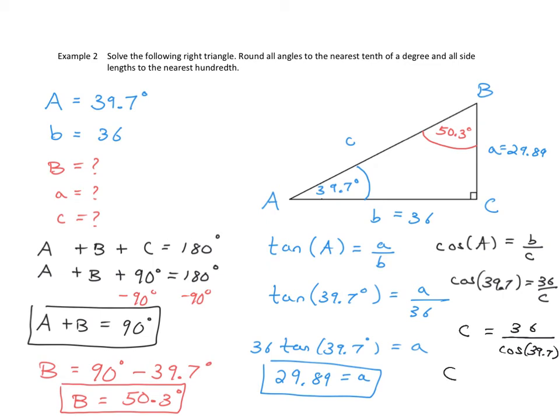The rest is just going to my calculator and rounding to 2 decimal places. 36 divided by cosine of 39.7. If I round to 2 places, I get C is equal to 46.79. So I'll write that over here. That's 46.79. And I've solved this right triangle. I've solved it because I know every angle and the length of every side.